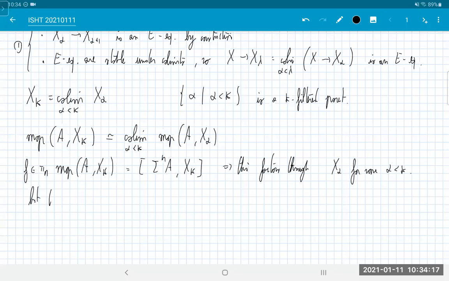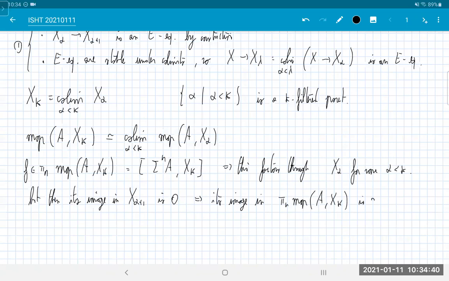But then its image in X_{alpha+1} is zero, because in X_{alpha+1} we have killed everything of this form. And so its image in pi_n map A X_kappa is zero. And this proves claim two. So you see, once we have the proposition, constructing the localization is just a basic transfinite recursion argument.